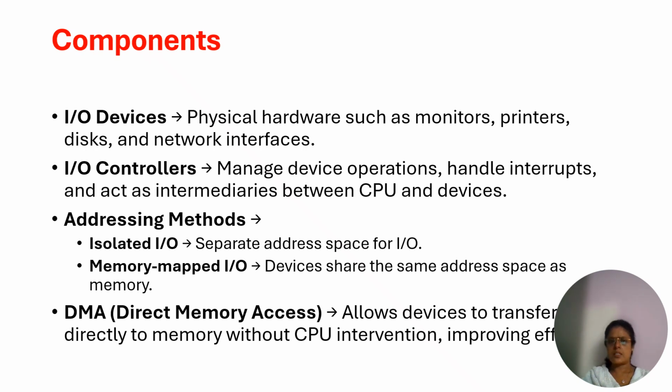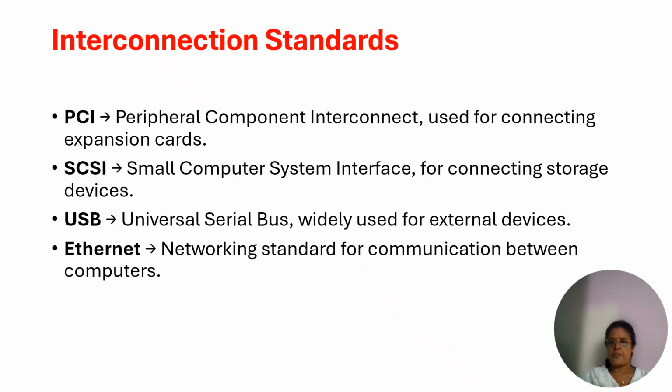IO devices are physical hardware such as monitors, printers, disks, and so on. IO controllers manage device operations, handle interrupts, and act as intermediaries between the CPU and the devices. Addressing methods: there are two methods, isolated IO and memory-mapped IO. Next is the DMA controller. DMA is direct memory access, which allows a device to transfer data directly to memory without CPU intervention, improving efficiency.